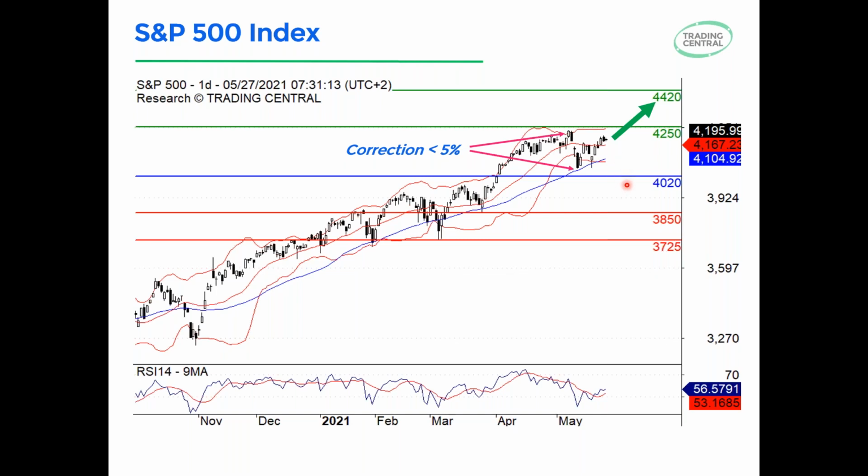Same, I have increased the pivot point to over 4,000, okay? Now, as you can see, our next target, our overhead resistance, is at 4,250, just around the upper Bollinger band, okay? So I don't know if you are scared by those news in the past month.